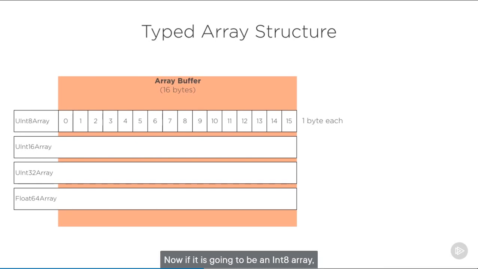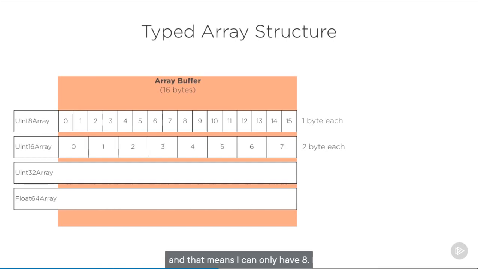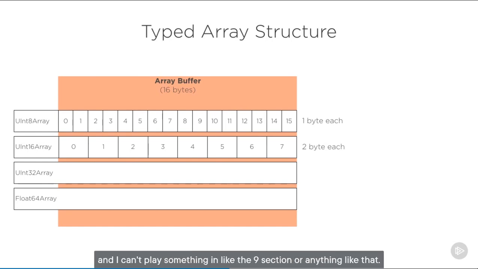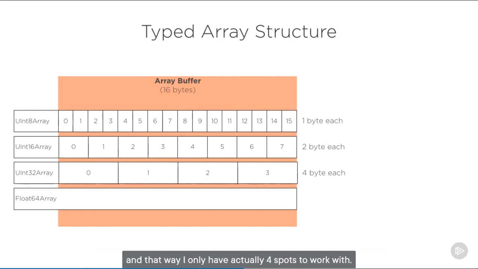Now, if it is going to be an Int8Array, that means I can only use certain types of numbers. If I'm going to do an Int16Array, that means I have 2 bytes each, and that means I can only have 8. If I'm using 2 bytes, I only have 8 to work with, and I can't go beyond, and I can't place something in like the 9th section. If I'm working with an Int32Array, then I can work with higher numbers, but it's going to take up 4 bytes each, and that way I only have 4 spots to work with. If I'm going to do a Float64, that gives me a greater range of numbers, but it lessens the amount of spaces that I have to work with.